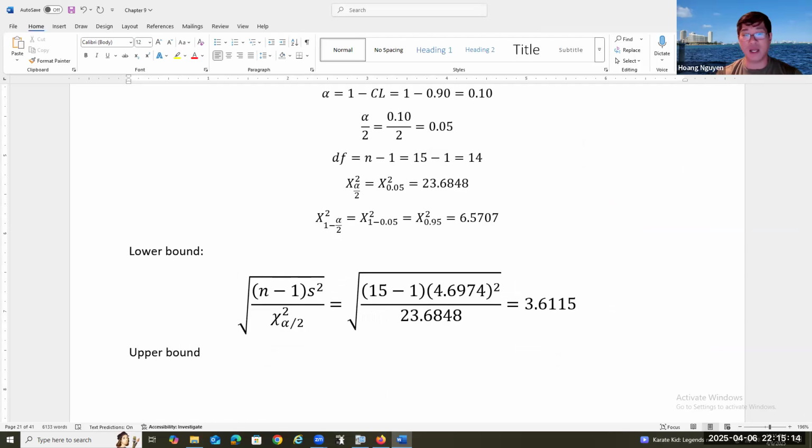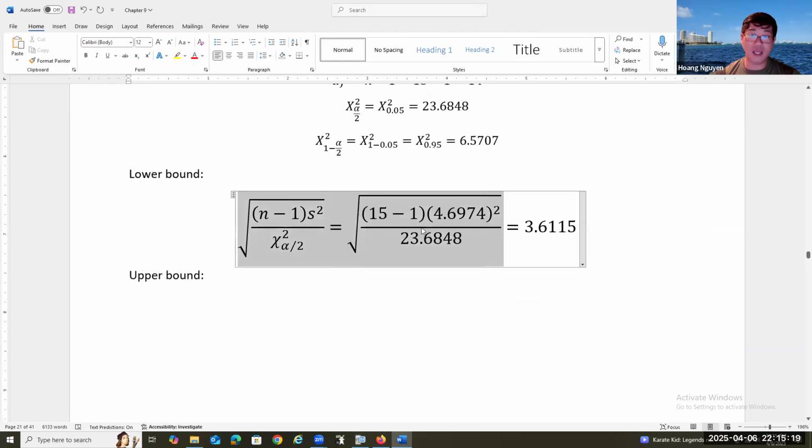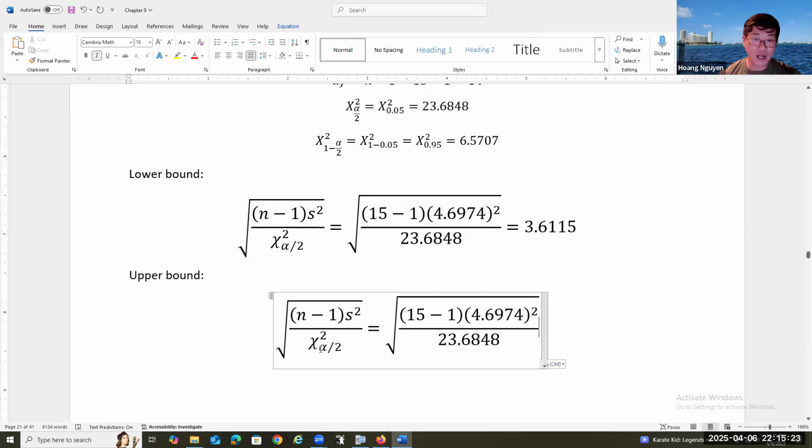Similar idea, we're gonna get the answer for the upper bound. The difference between those two calculations is the denominator. The denominator should be the chi-square of 1 minus alpha over 2. And what's the critical value? We just calculated it earlier. That's gonna be 6.5707.